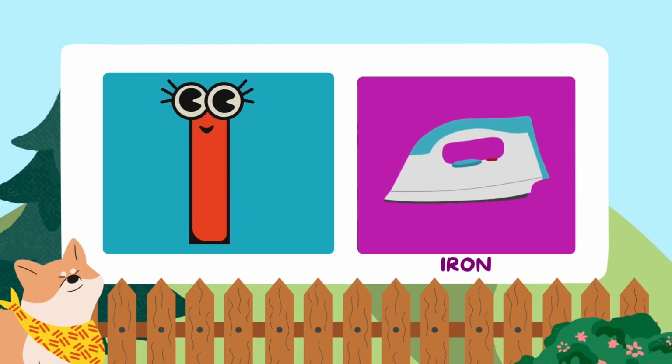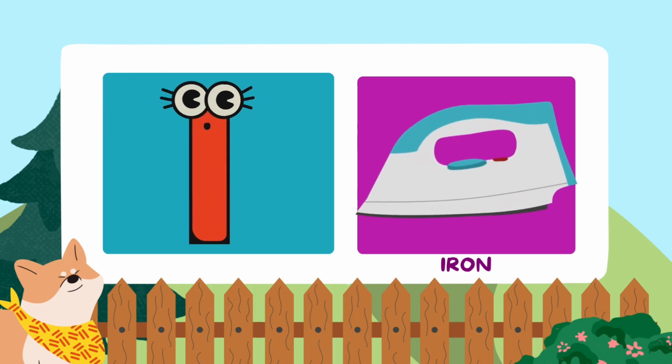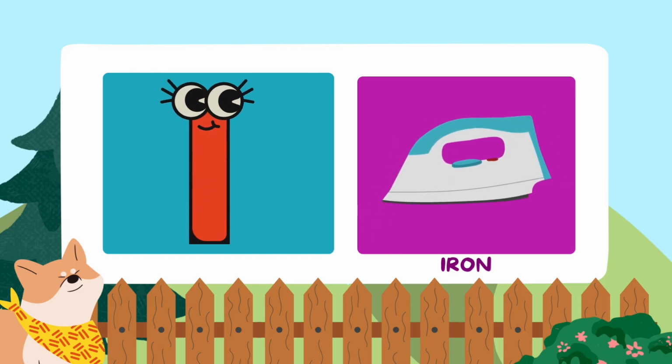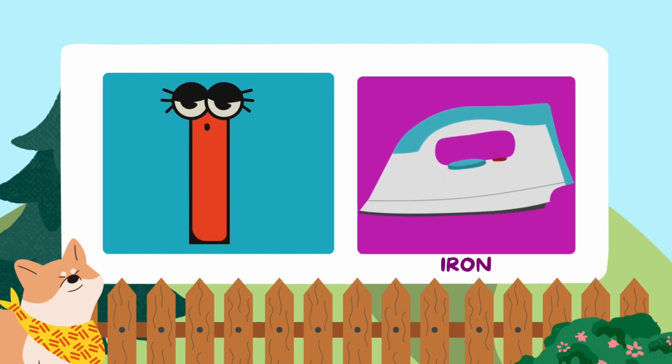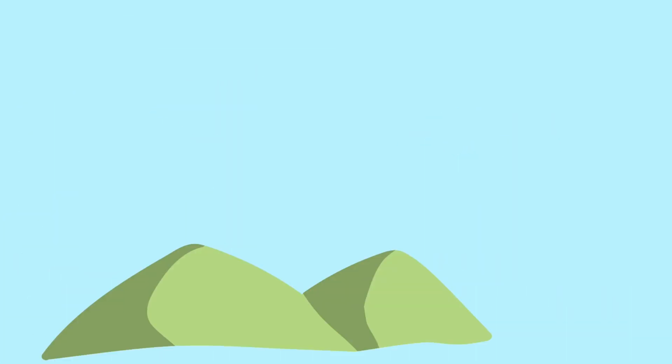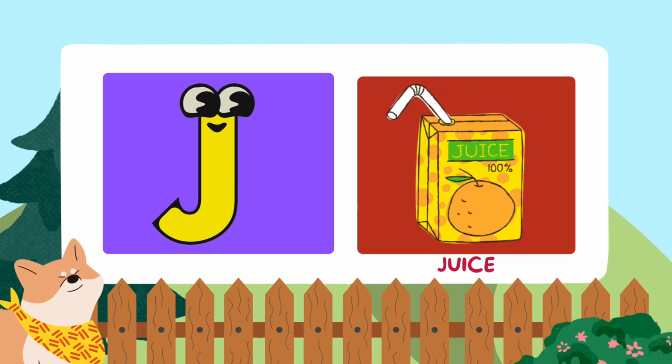Next alphabet is I. I for iron. I, R, O, N. Iron. I for iron.